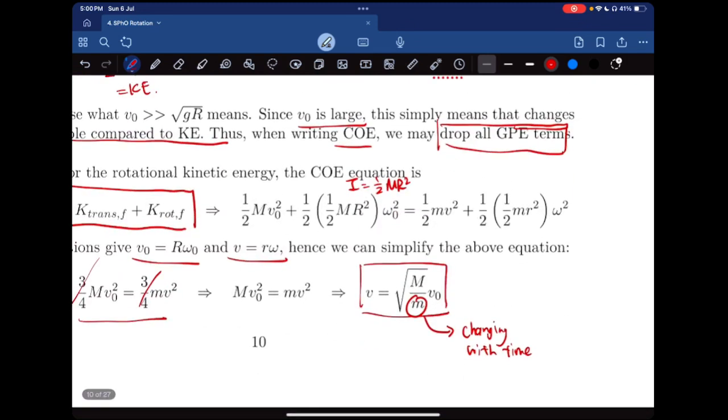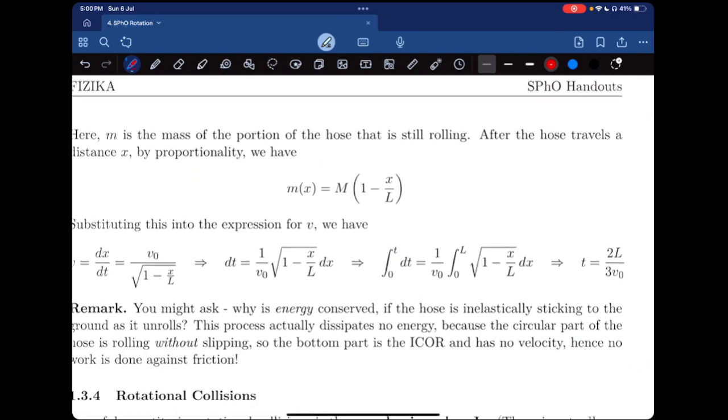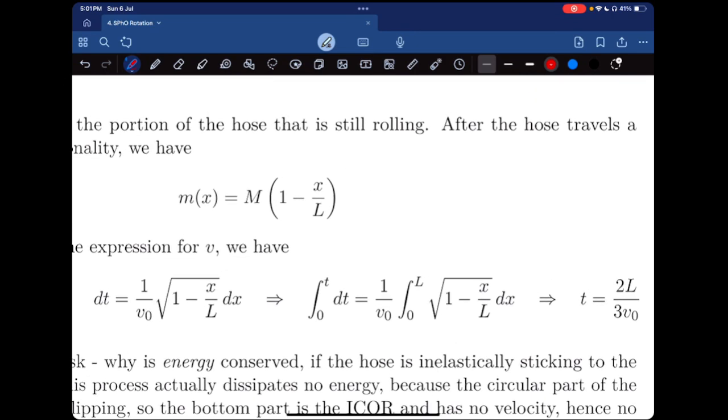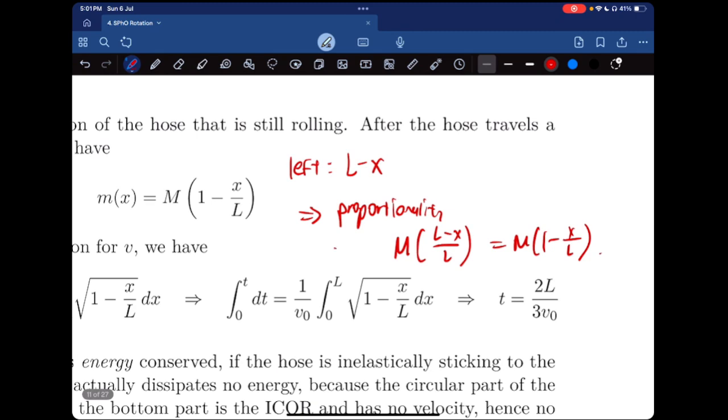Okay, so this small m, the part of the hose that's rolling, of course changes over time, right? It will decrease over time. So what happens is that you can now express this small m using proportionality in terms of the distance that the hose has traveled. If the hose traveled a distance x, then you have a distance of L minus x left over. So proportionality will give you m times (L minus x) over L, which is just m(1 minus x over L), to be your mass of the hose rolling as a function of x.